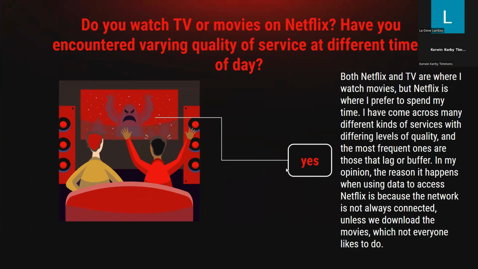The last question is, do you watch TV or movies on Netflix? Have you encountered varying quality of service at different times of day? So yes, both Netflix and TV are where I watch movies, but Netflix is where I prefer to spend my time. I have come across many different kinds of services with differing levels of quality, and the most frequent ones are those that lag or buffer. In my opinion, the reason it happens when using data to access Netflix is because the network is not always connected, unless we download the movies, which not everyone likes to do.